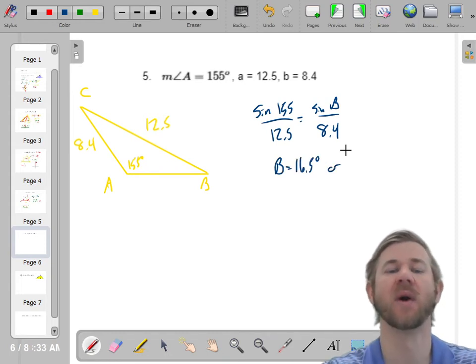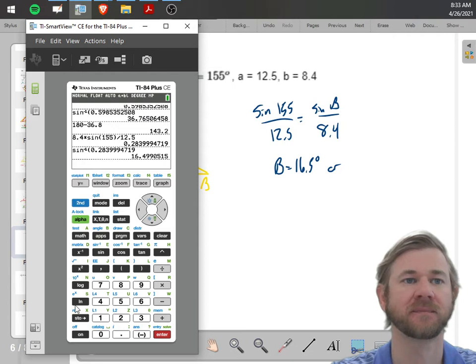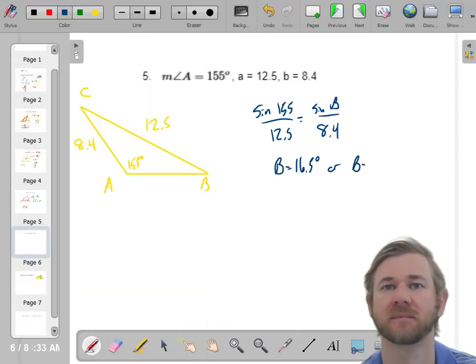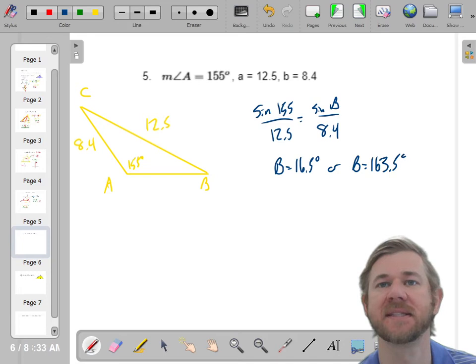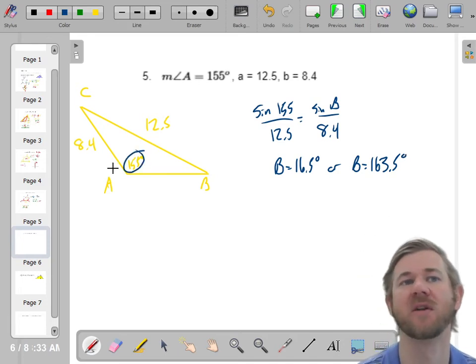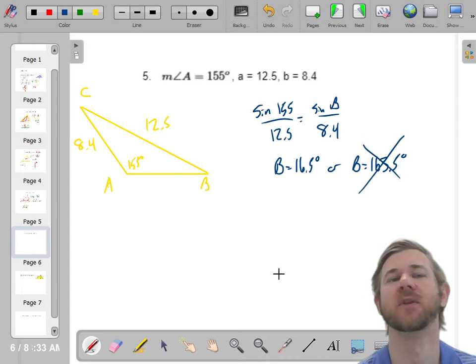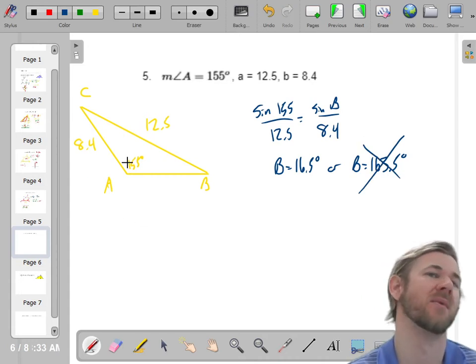Or, if I do 180 minus that, there's no way it's going to fit, because this would be huge. 163.5. Now, if it's 163.5 and you add 155, you get something bigger than 180, which means that wouldn't fit. You wouldn't be able to draw a different triangle. There's just not a way to do it.